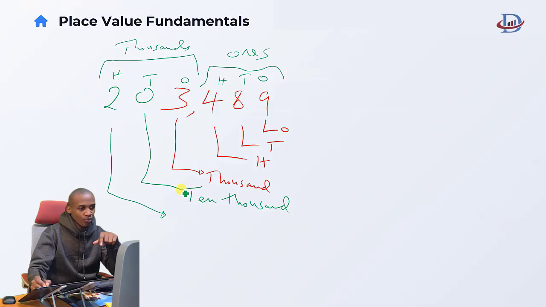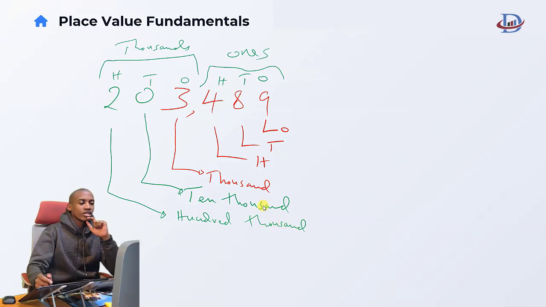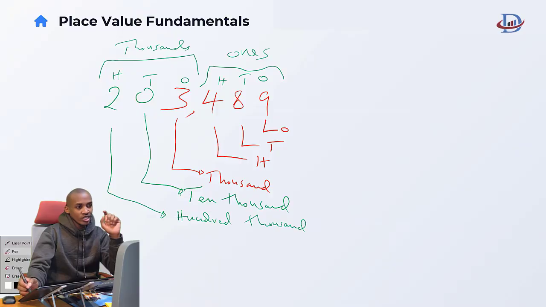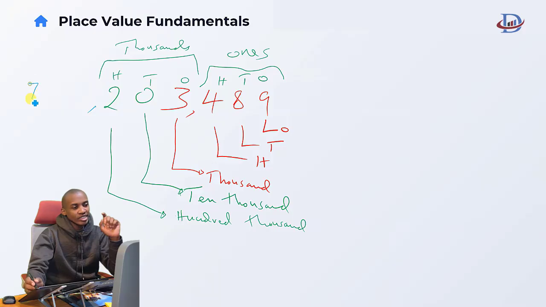And then the next one here will be 100,000. I hope we are together. This is 100,000. That is the place value. That is the value of the place, the position where the digit is. A place refers to the position where the digit is.